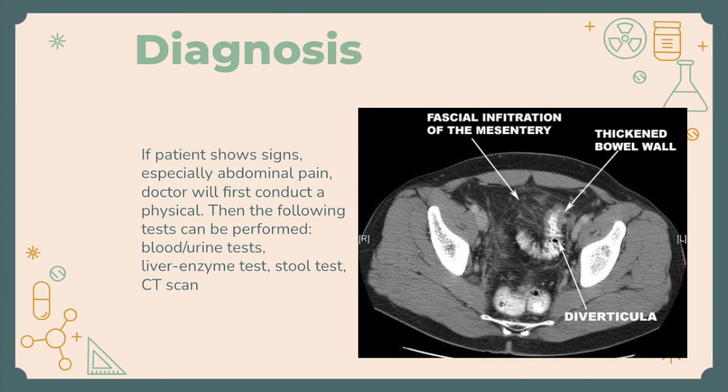If a patient is showing signs, especially abdominal pain, a doctor will conduct a physical, and in this physical, they will check for abdominal tenderness. And then the following tests can be performed: blood and urine tests, liver enzyme tests, a stool test, and/or a CT scan. And on the right, you can see a CT scan for diverticulitis.